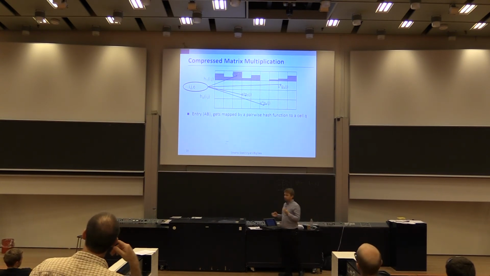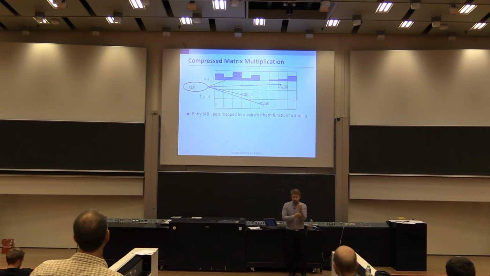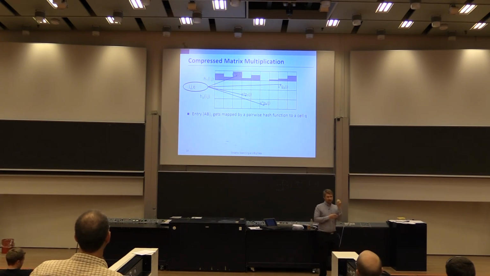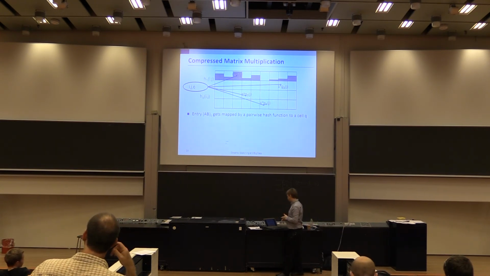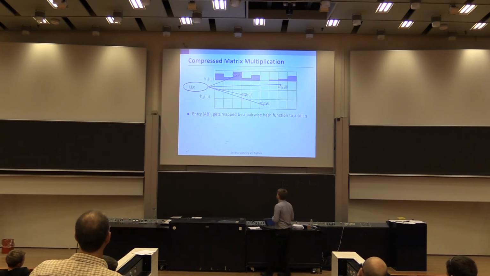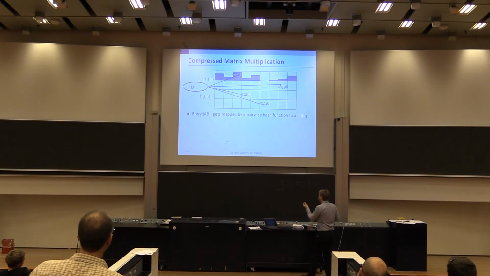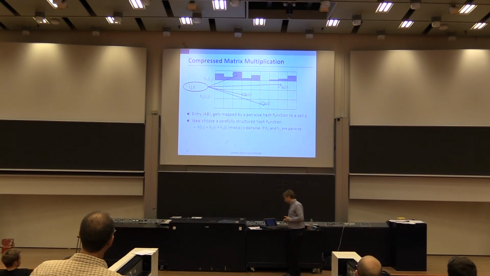We think of having some entry in a sketch of the product AB that we want to be mapped, as a function of index i and index j of this entry, to some cell, and we're going to keep some information about the weight of that entry in that cell. And what we require using the count sketch idea is that each entry of the product should be mapped by a pairwise hash function to some cell in the sketch.